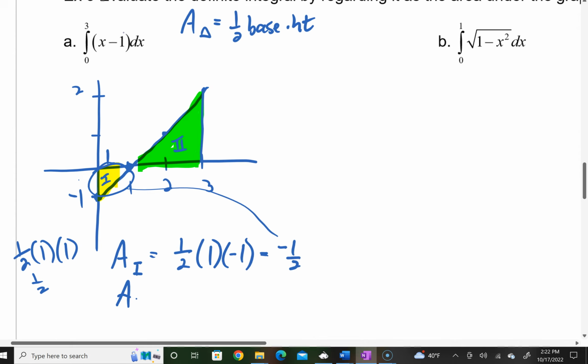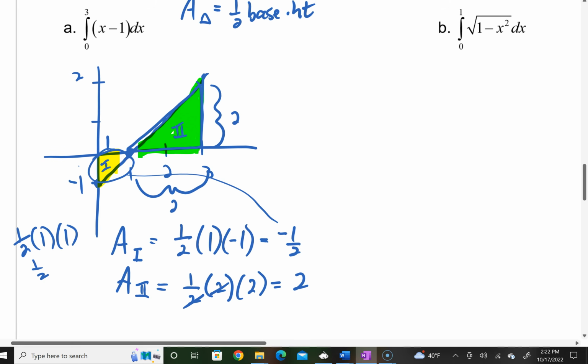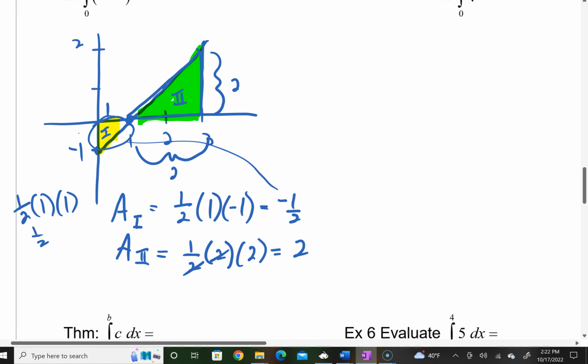Well, look, I've got area of figure 2. And you could say, well, this thing, wow, it's another triangle. Look at this base from 1 to 3. Well, you could do 3 minus 1 if you'd like. That's a 2. Look right here, that's a 2. So this is a base of 2, a height of 2. And the 2's cancel out here. You just have a 2 here. Area is above the x-axis, so it's definitely positive.